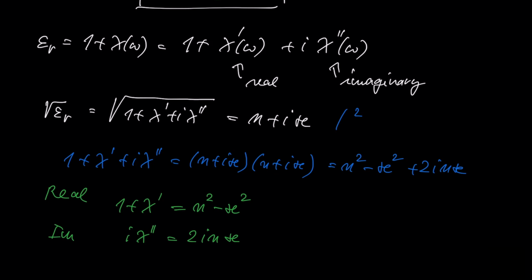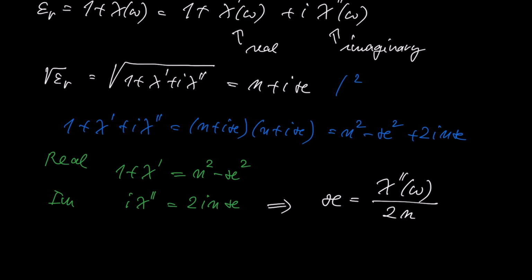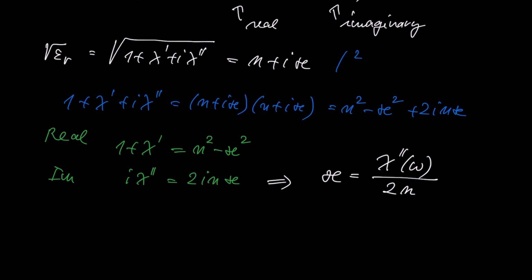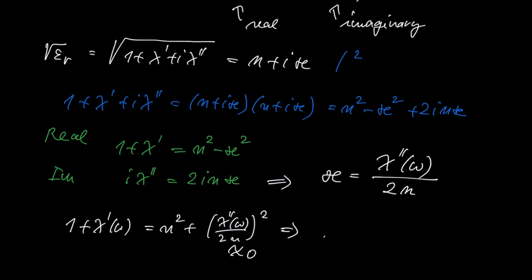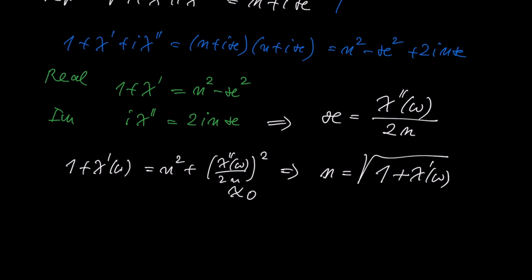So from the imaginary part we can write an important result, that the kappa that we are interested in is chi double dash divided by 2 times the refraction index. And from the other equation, we can see that kappa squared, with the absorption coefficient squared, is probably something relatively small. So we can say that 1 plus chi dash equals n squared plus kappa squared, which we assume is something very small. And from this we can get that n is equal to the square root of 1 plus chi dash. That's the real part of the susceptibility.